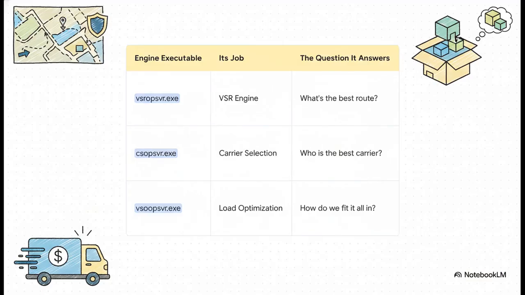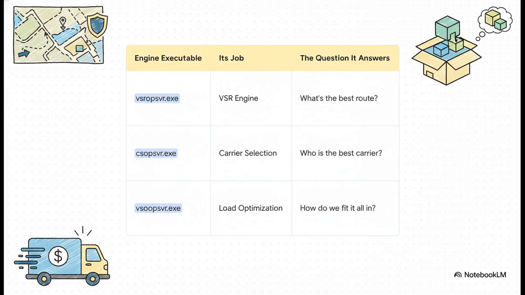You see, this planning engine isn't just one monolithic thing. It's more like a team of 3 highly specialized experts, and this is super important. Each one answers a very different question. First, you've got the VSR engine. Its job is to ask, what's the best route? Then you have the carrier selection engine, which asks, okay, who is the best and cheapest carrier for this job?